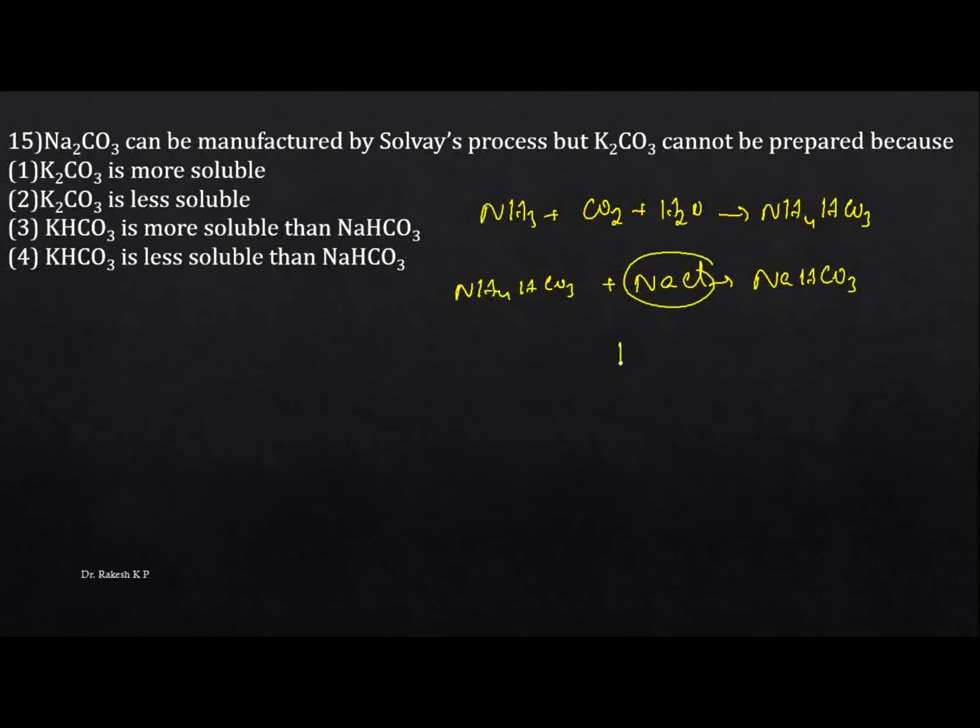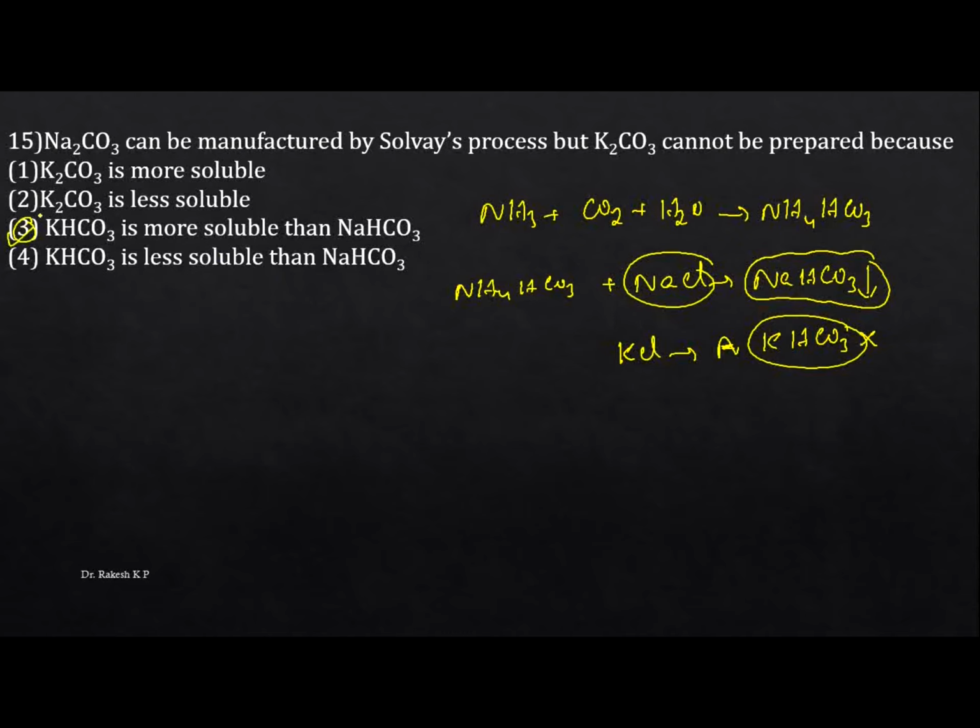Instead of sodium chloride, if you take potassium chloride, what you get is potassium bicarbonate, KHCO3. With sodium bicarbonate we get a precipitate, but not in this case, because potassium bicarbonate is more soluble than sodium bicarbonate. Decomposition of sodium bicarbonate gives sodium carbonate, but here we do not get a precipitate, which shows potassium bicarbonate is more soluble. Hence the option is 3.